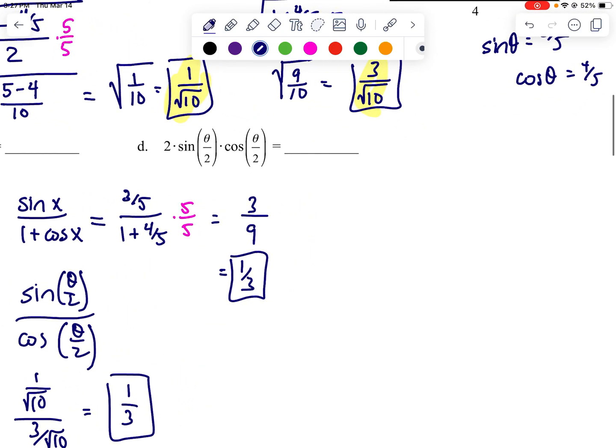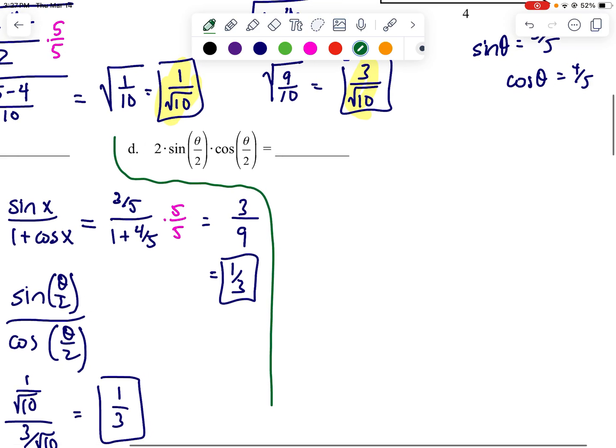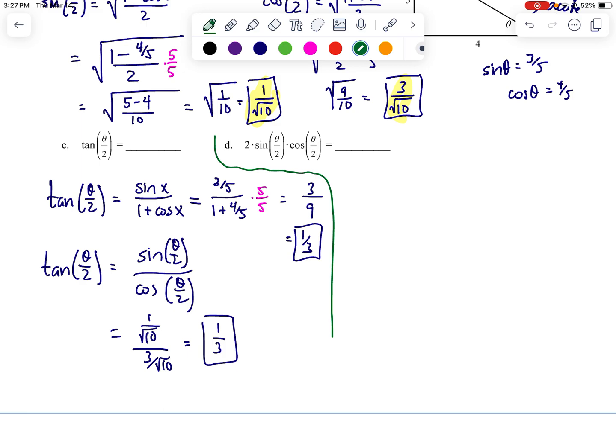So now for this last one, I actually just want to talk a little bit about some clever ways to do this one. Notice that we've actually already found the sine and the cosine. So we could just say, well, this is 2 times the sine of the angle cut in half, which was 1 over radical 10, and the cosine of it cut in half, which was 3 over radical 10. When I multiply that, this is like over 1, so I'm going to get 6, and then radical 10 times radical 10 is 10. So I get 3/5, right?